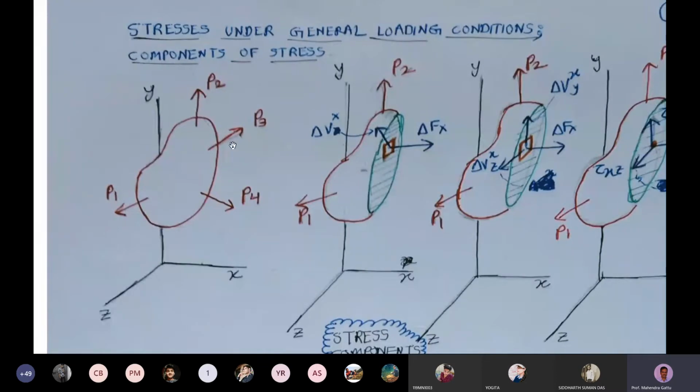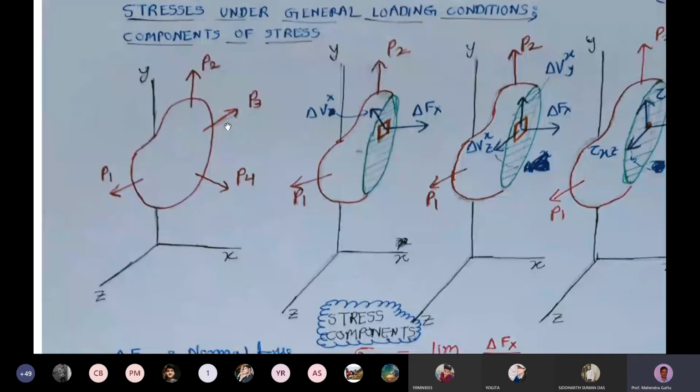Now, for a three-dimensional system, we have a body, an elastic body, subjected to multiple forces: P1, P2, P3, P4. Q is a point in the interior of the body, and we want to find the stress acting at that point Q. The simplest way to determine stress is to cut a cross section and separate the body into two parts. The cross section will pass through that point Q.